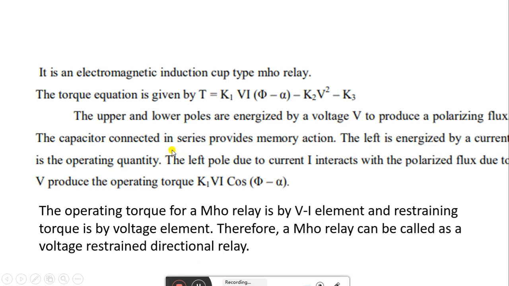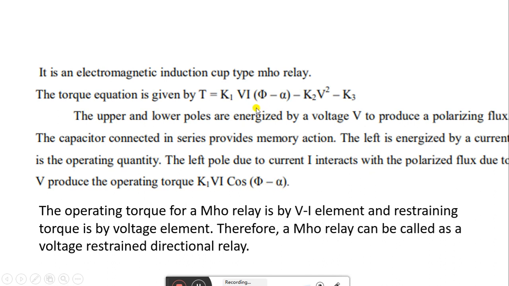And the capacitor is connected in series to provide the memory action, so that we can further reset the relay as per the desired condition. The coil is energized by the current, and that is producing the operating quantity or the operating torque. The pole, due to the current I, interacts with the polarized flux due to the voltage V, and that produces the operating torque, that is known as K1 VI cos(phi minus alpha).